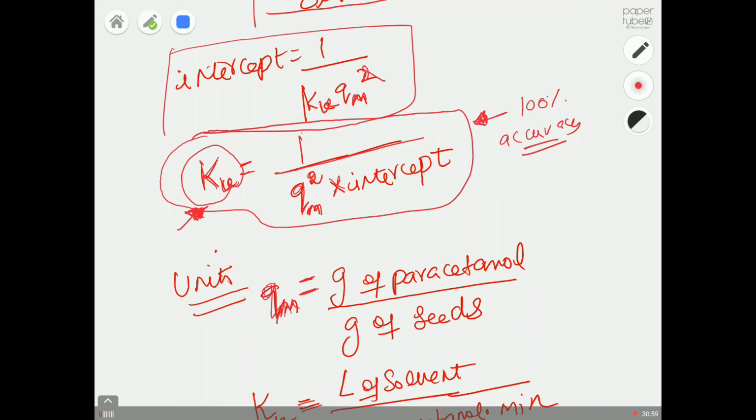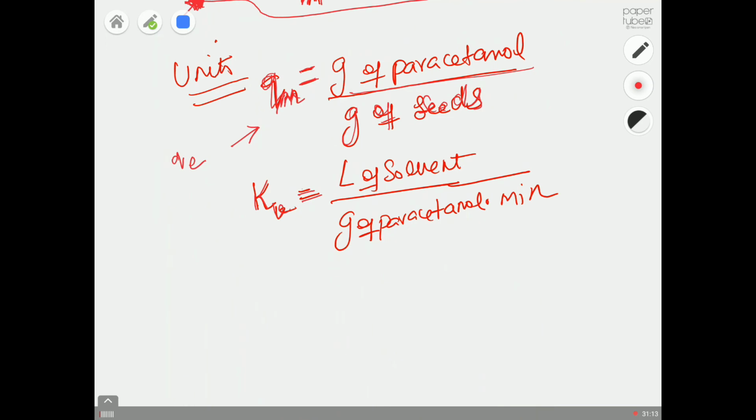So the units of QM will be exactly the same as QE. So it will be gram of paracetamol divided by gram of seeds. And then the unit of KV will be exactly the inverse of the concentration of your solute. So which means liter of solvent divided by gram of paracetamol dot minutes.